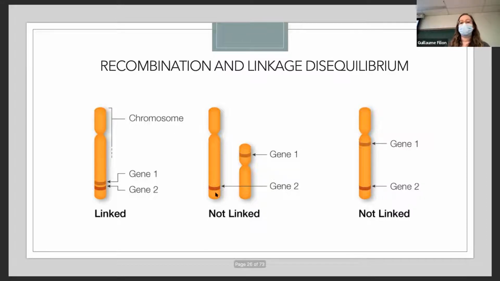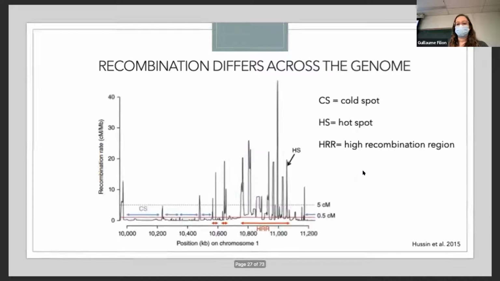Whereas if the 2 genes are on completely different chromosomes, they're not linked. And if they're far apart on the same chromosome, they're more likely to be not linked. There's a chance they could be linked, but that far away, the chance of a recombination event happening in between those genes is very large. So that's where you're going to have the shuffling, more haplotypes created, and this is where we get into the linkage disequilibrium.